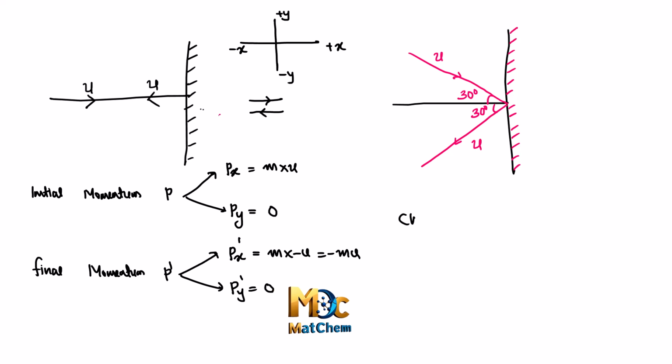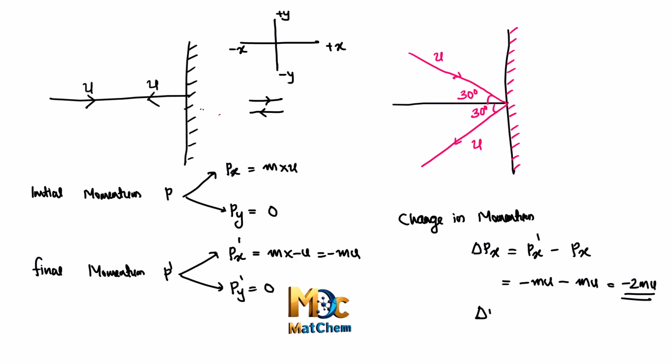So if you calculate the change in momentum, the change in momentum can also be along two directions. That means delta px, change in momentum along x-axis, that is px dash minus px, that is minus mu minus mu, which is equal to minus 2mu. In the same way, change in momentum along y-axis, both the components are 0, so change in momentum along y-axis will also be equal to 0. Clear?